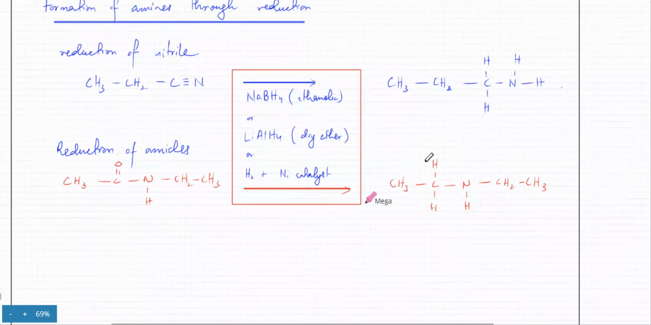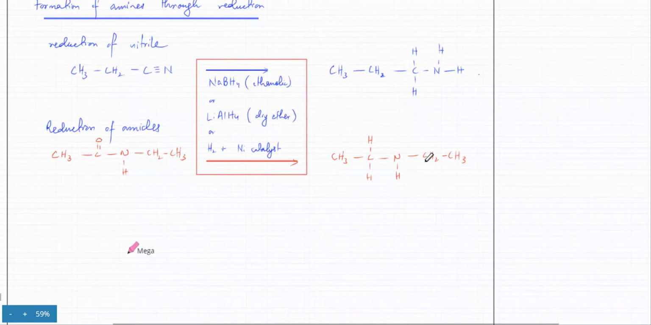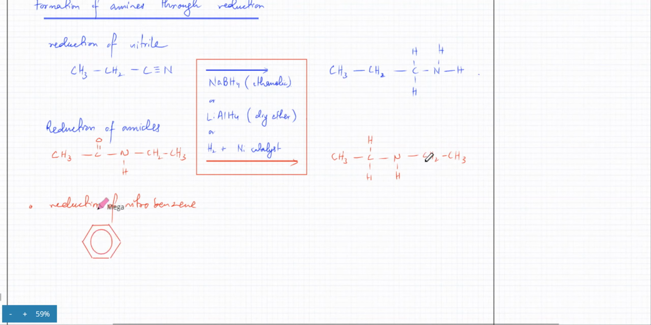Plus, there's one more reduction, which is reduction of nitrobenzene, which we've already done. This we've already done, that you can reduce nitrobenzene. So NO2 can be converted by reacting it with tin plus concentrated HCl. And that would result in the formation of NH2.